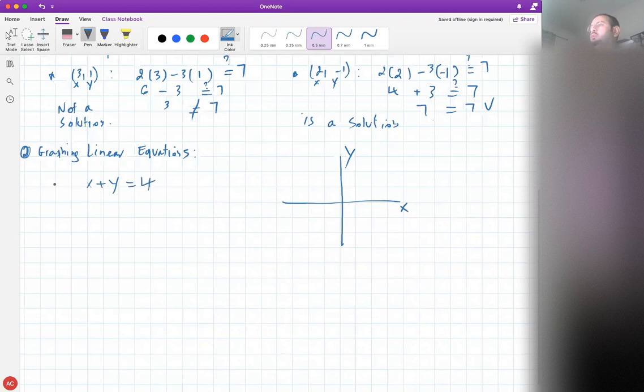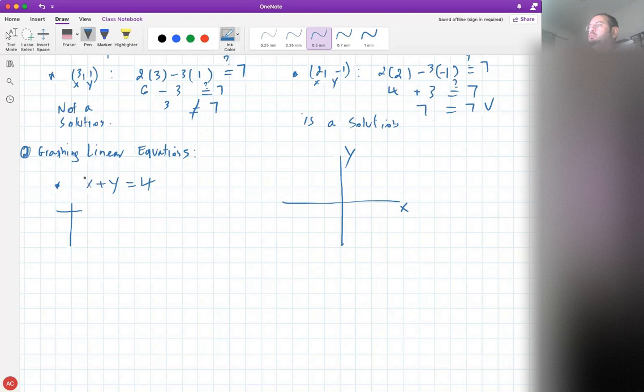So again, 2 and 2 is a solution, 3, 1, 1, 3, and so on. All those pairs are part of a line. Each one belongs to a line. And to find that line or to graph the line, here's what you do. First, we need to find some points. We need to find some pairs.